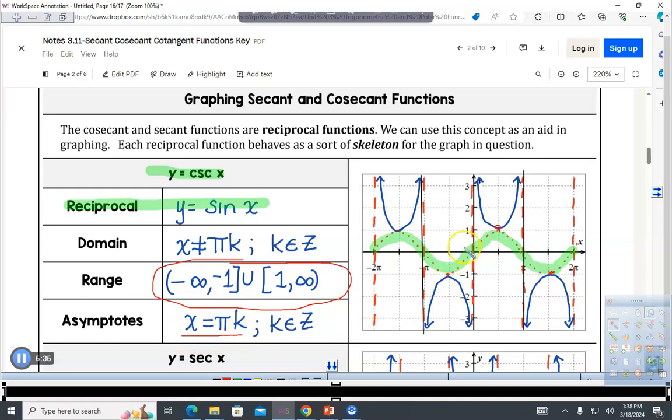And my asymptotes are every pi k. It's half my period of it. Okay.